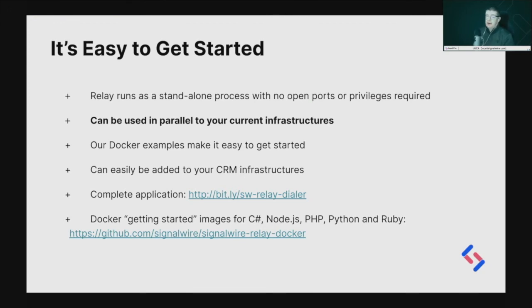So Relay can run as a separate process with no open ports. So it means it's just a plain old process. You can run it anywhere. You'll notice my Docker container doesn't have any open ports. Means it can be easily used in parallel to your current infrastructure. We have a few examples you can get started from, and it's easy to add, especially to your CRM infrastructures.